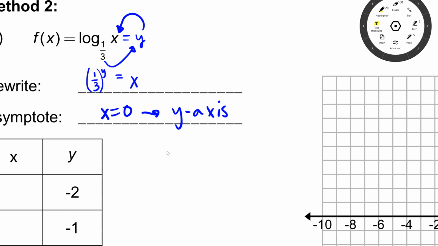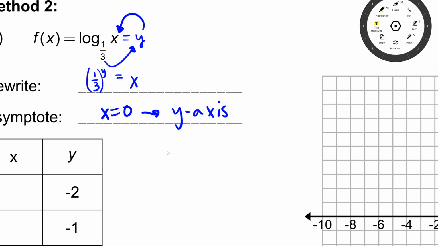We have an asymptote at the y-axis, because this is just a plain log function. I haven't started with transformations yet. Yes? So on the test, will there be any problems where we have to move it? There will be.